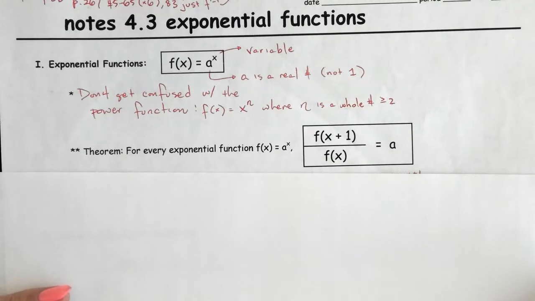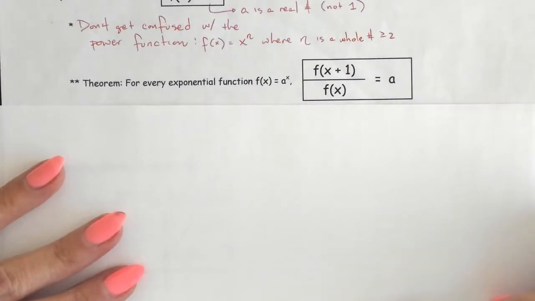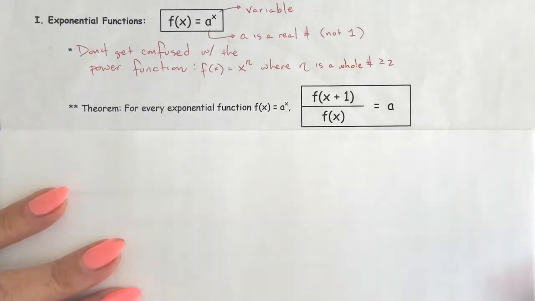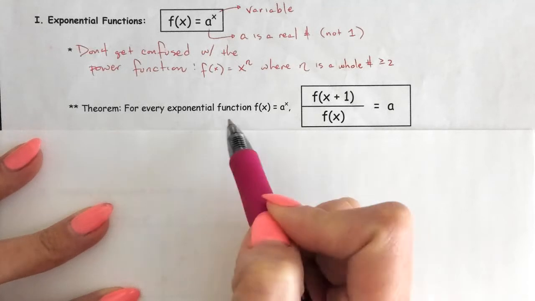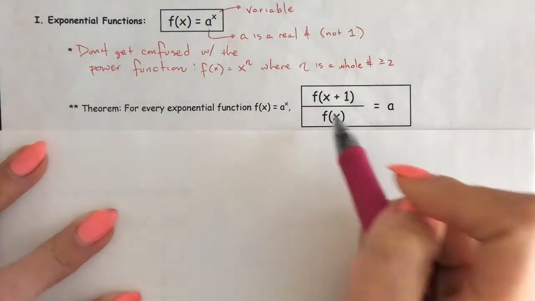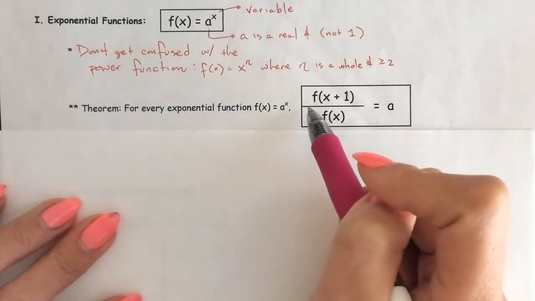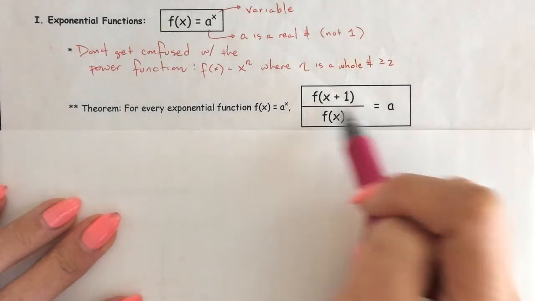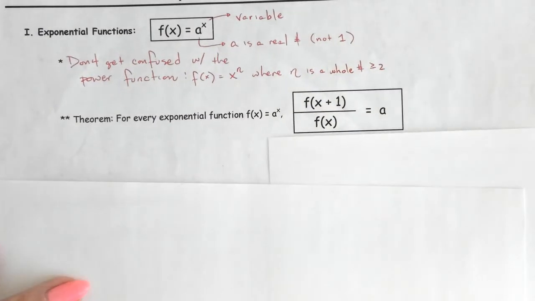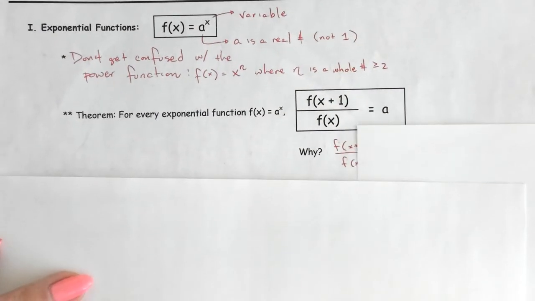All right, so this is not something that you have to memorize, but it's kind of interesting and it's true. So there's this theorem that says for every exponential function, a to the x power, this should be true. F of x plus 1 divided by f of x equals a. Let's see why this is true. Okay, so why is this true?